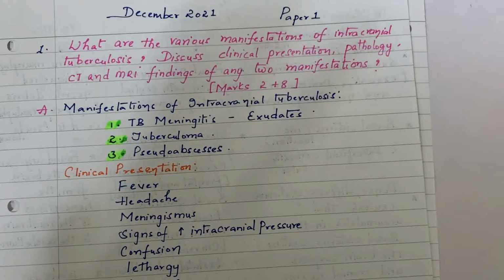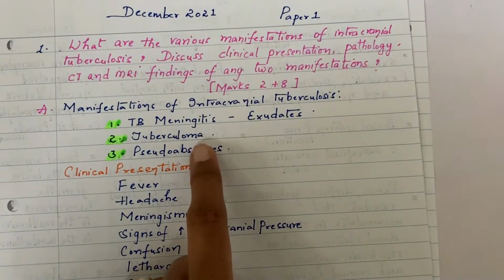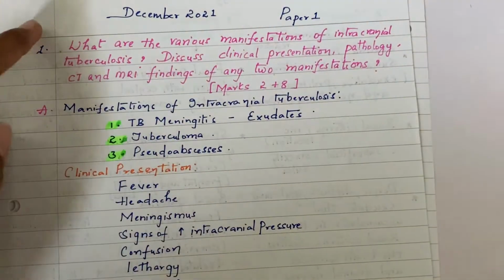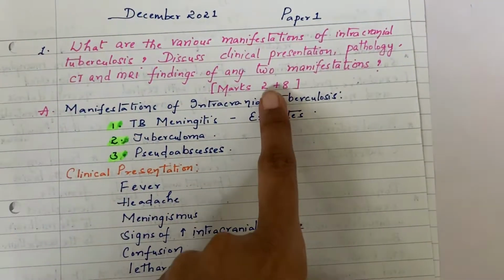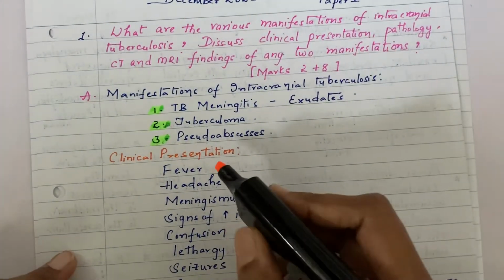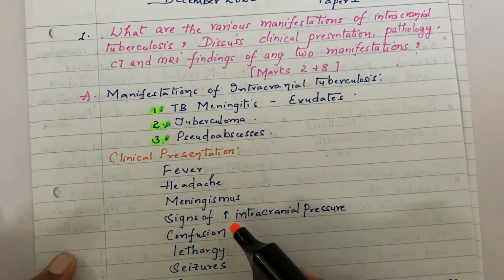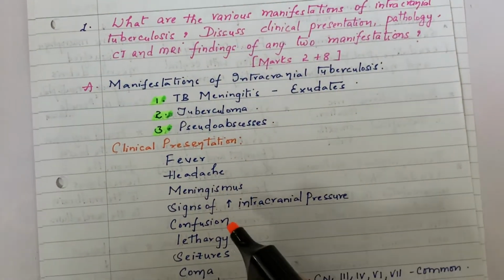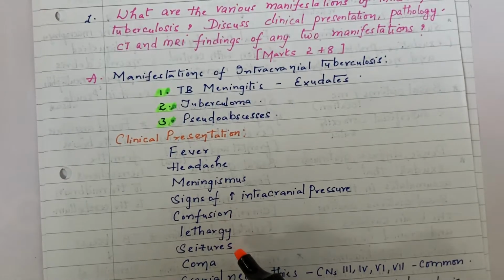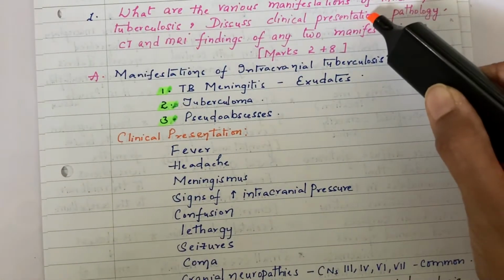So only 3 manifestations. It's TB meningitis where we get exudates, we have tuberculomas and pseudoabscess. So we have completed the first question. We get two points for that. And next is clinical manifestations. We have fever, headache, meningismus, signs of increased intracranial pressure, confusion, lethargy, seizures, coma, and cranial nerves are involved mainly. 3rd cranial nerve, 4th, 6th and 7th cranial nerves are involved. We have completed this question.